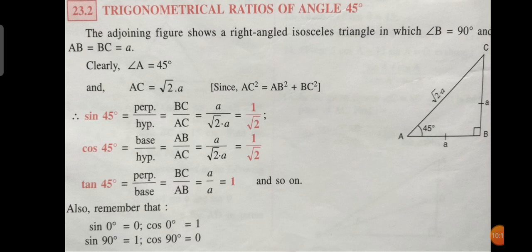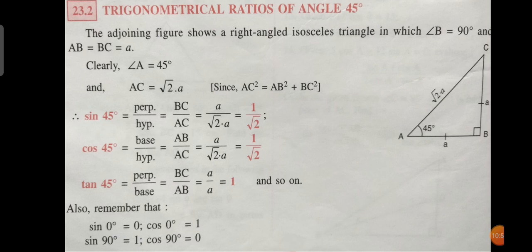45 degree. How will you find it? For 45 degree also we draw an isosceles triangle, a right angled isosceles triangle ABC. One angle is 90 degree. Isosceles triangle means two angles are equal. So 180 minus 90 degree is 90 degree, divided by 2, what is that? 45 degree. So the remaining two angles are 45 degree.